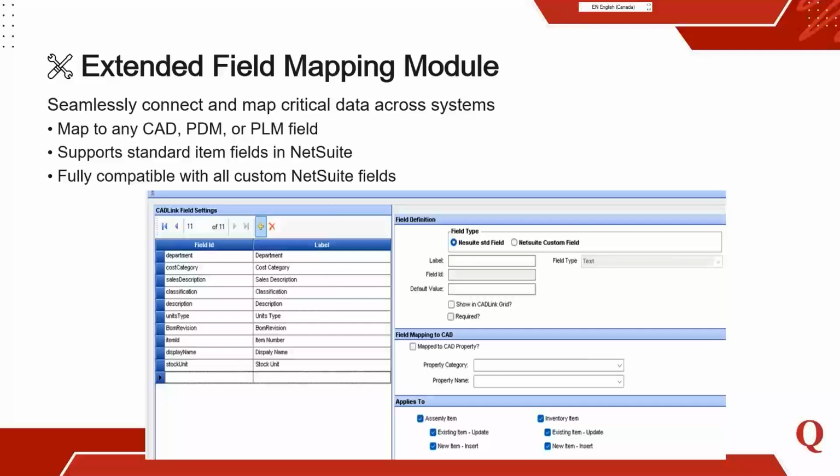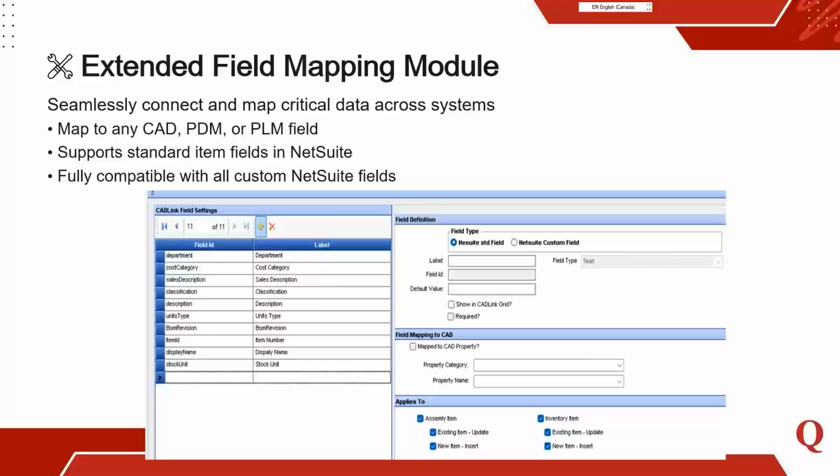It's just simply a mapping exercise where you're able to click on this little plus icon, select the field of choice and map it accordingly, either directly to NetSuite or map to a CAD property. And from there, that field will be enabled in the CADLink grid. So it really just gives you a lot of time back into your day.